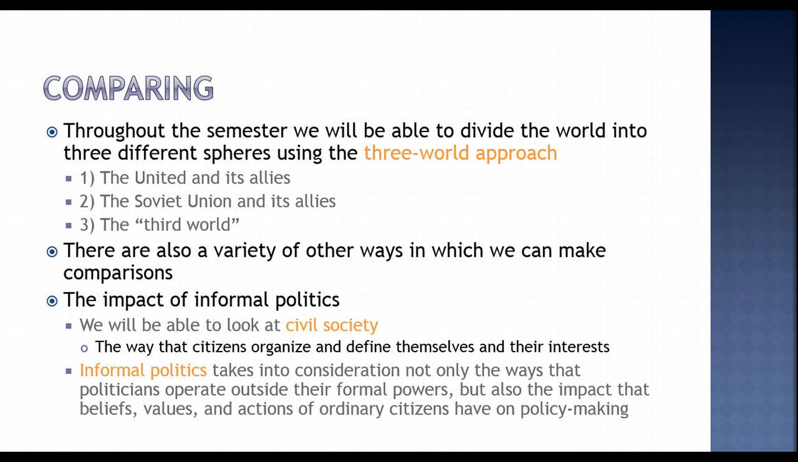Alright, comparing. So we can do some different types of comparing. Throughout the semester we will divide the world into 3 different spheres using the 3-world approach. That's something that we're going to look at. We've got the United States and its allies. So these are what we would consider first world countries. Countries that have largely been through the Industrial Revolution. They are generally free countries, democratic, those types of things. Those are going to fall into that first world concept.